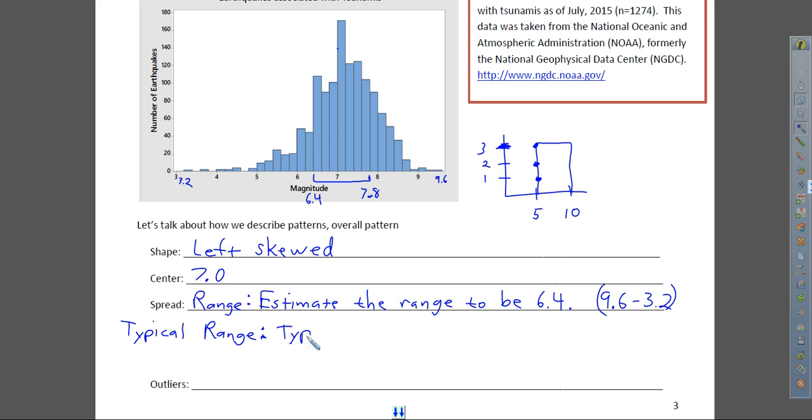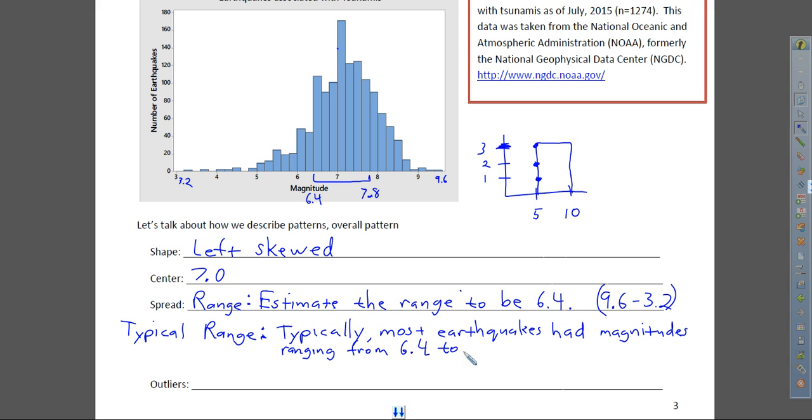We can say typically most earthquakes had magnitudes ranging from 6.4 to 7.8.